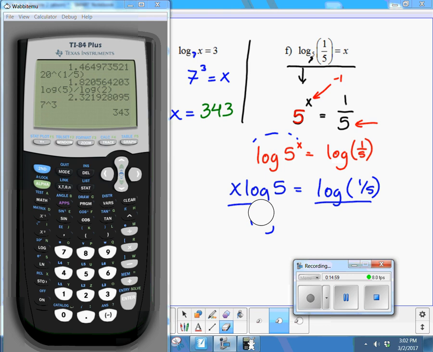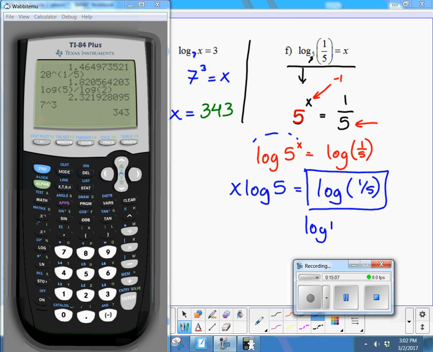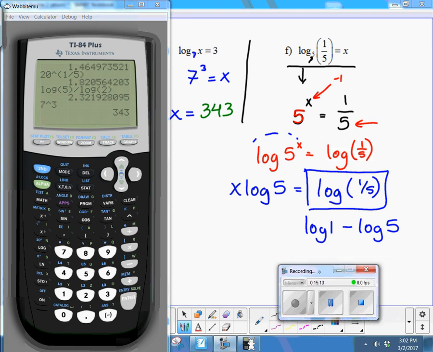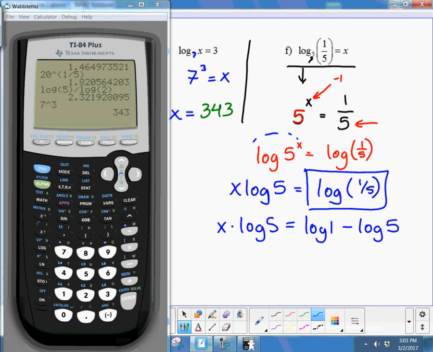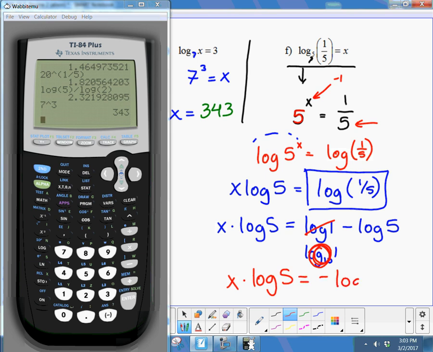Now, what I was thinking is if you were really to write this part as log of 1 minus log of 5. Oh, I'm having fun now. Let's see. Log of 1. This is 10 to what power is 1? That's 0. Hey, this is 0. So x times log of 5 equals negative log of 5.